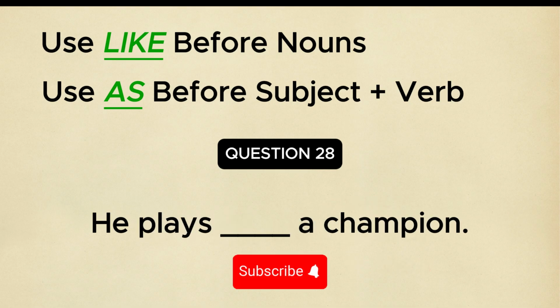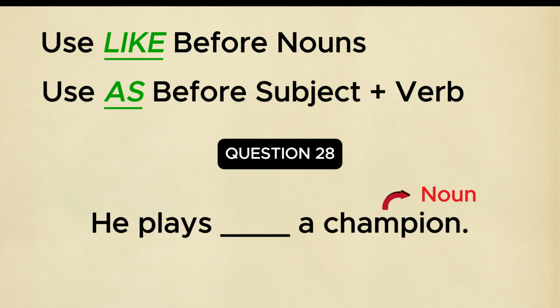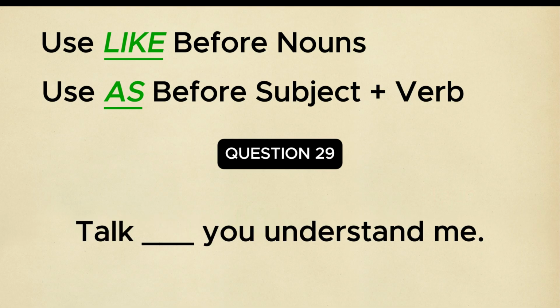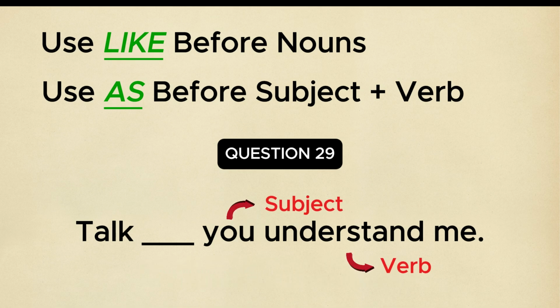28. He plays blank a champion. This is a noun. The answer is like. 29. Talk blank you understand me. This is a subject plus verb. The answer is as.